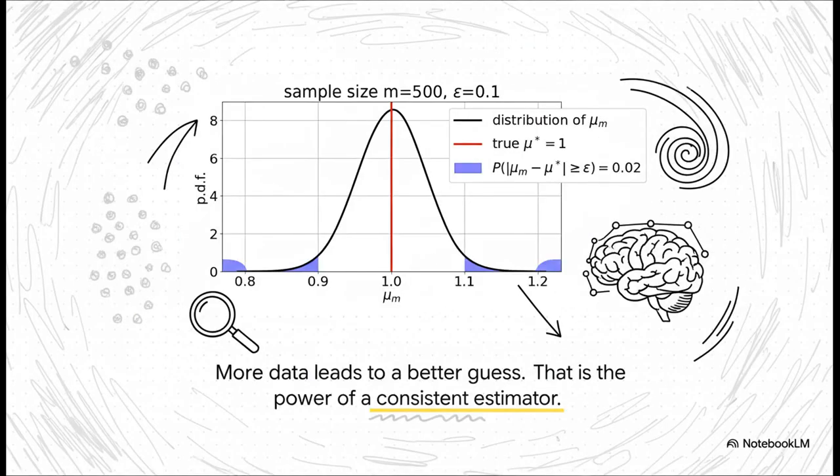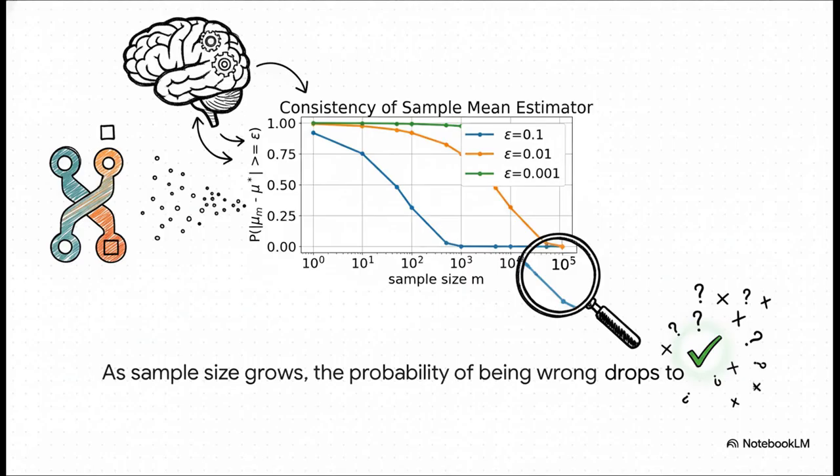And finally, at 500 samples, our guess is incredibly precise. There's almost no uncertainty left at all. More data leads to a better guess. That, right there, is the magic of a consistent estimator. This graph just drives the point home perfectly. As that sample size grows and grows, the probability of being really wrong just plummets down towards zero. And that is exactly what we want from a learning algorithm, right? The more it sees, the more it knows.